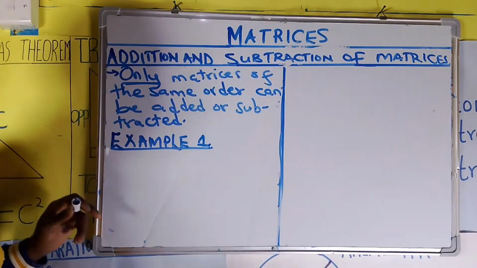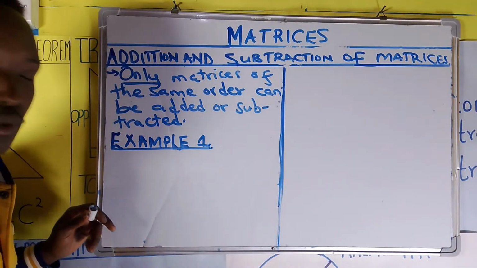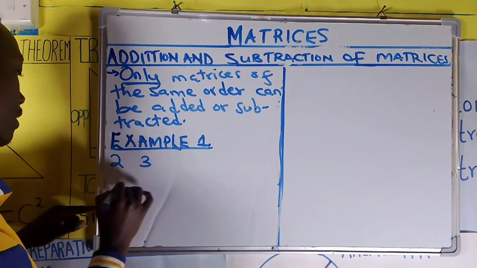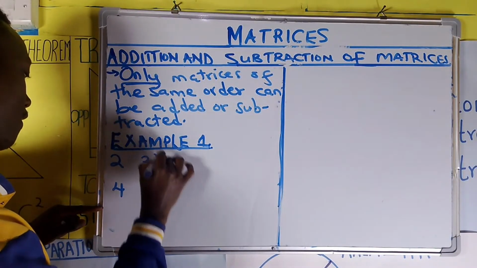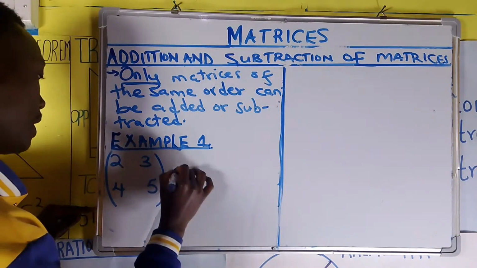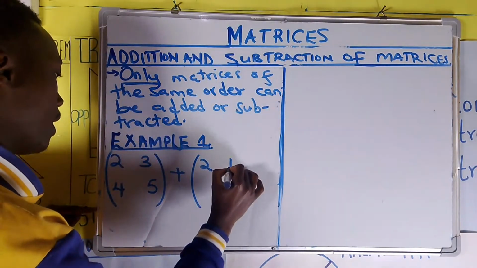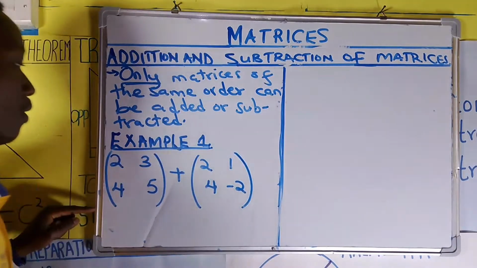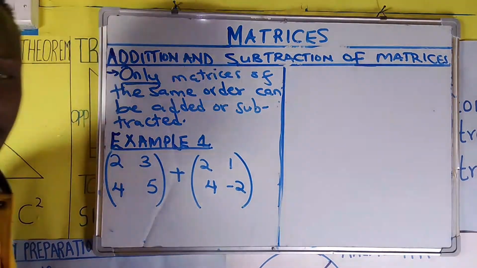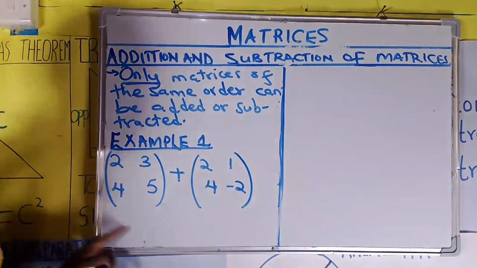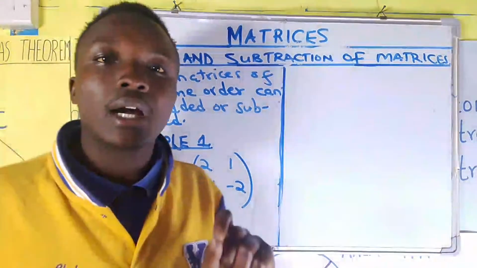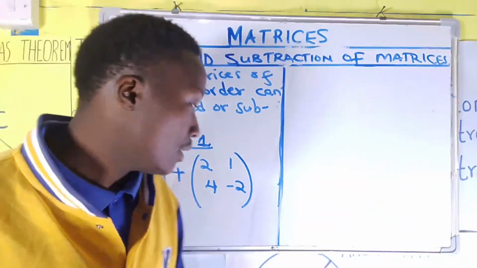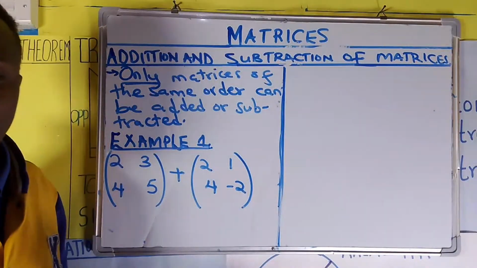Example number 1, how do we add matrices? So let us have example number 1: 2, 3, 4, 5 plus 2, 1, 4, negative 2. How are we supposed to add matrices? So for us to add matrices, we add corresponding values.